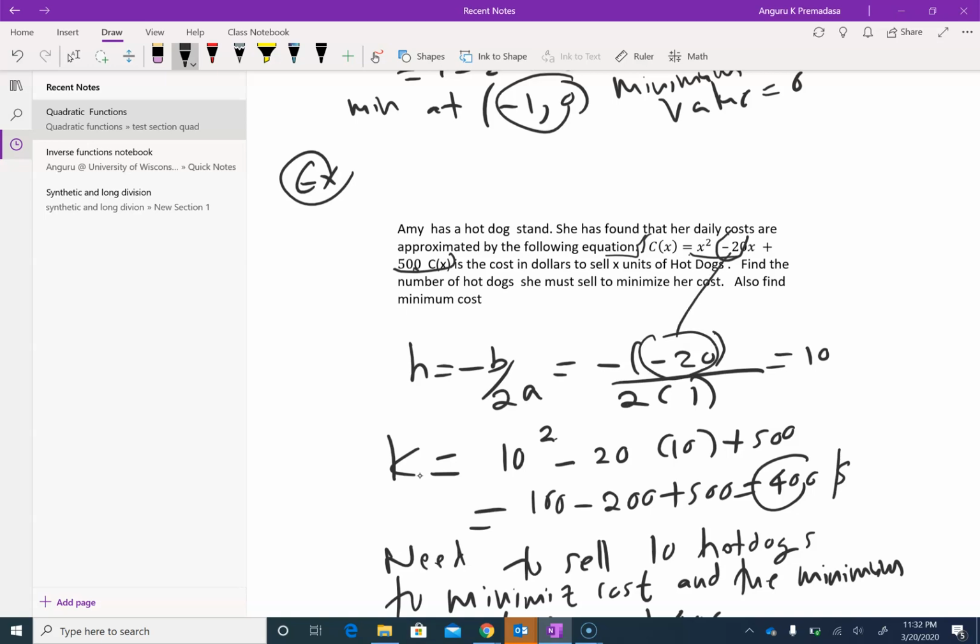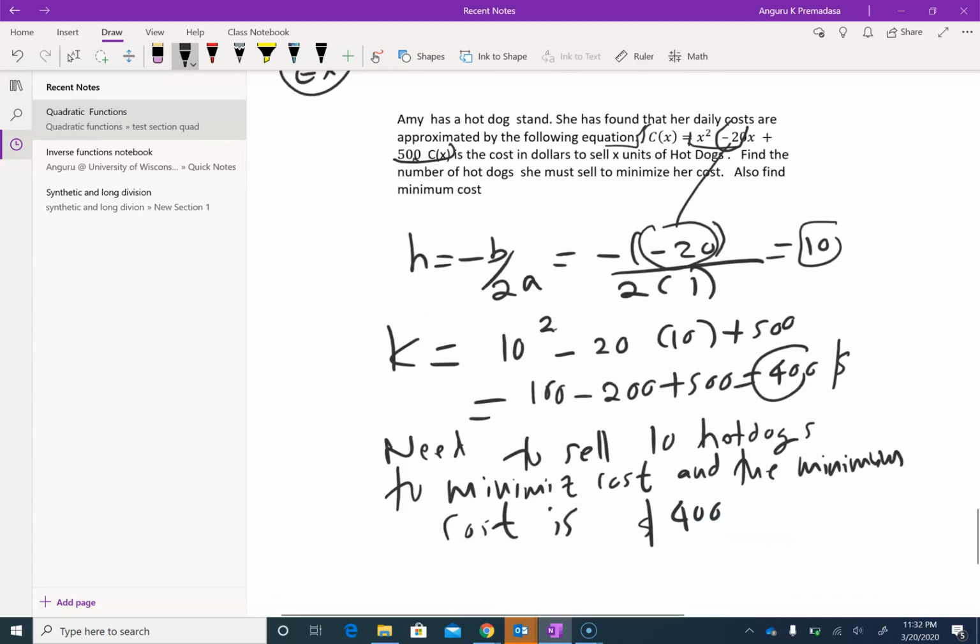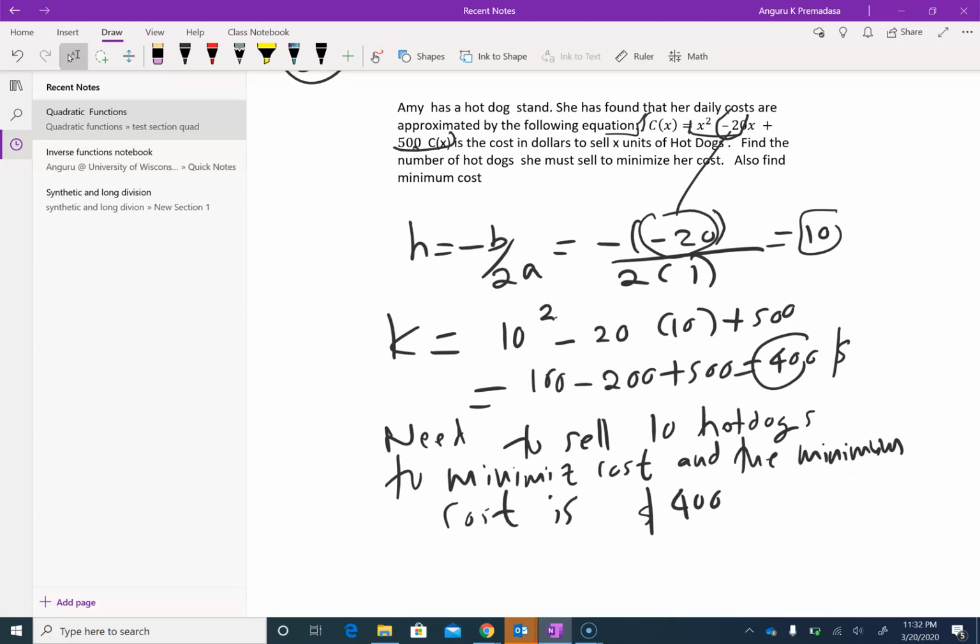So negative b over 2 times a, and a is the coefficient of x squared, which is 1. Negative of negative 20 is positive 20, divided by 2, which gives you positive 10. Now you take that 10 and plug it in: 10 squared minus 20 times 10 plus 500. 10 squared is 100, 20 times 10 is 200, plus 500 gives 600, minus 200 is 400. So that is the k, which is the y coordinate. That is the minimum cost.